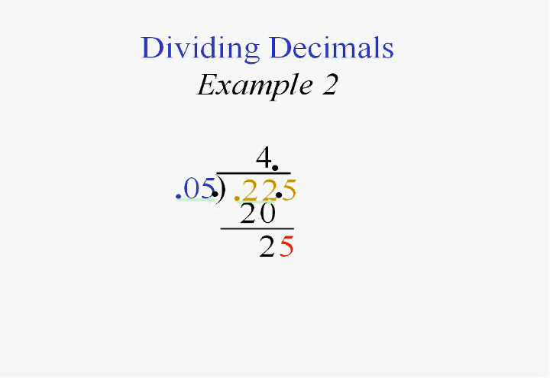5 into 25, make a new guess. Goes 5 times. I multiply. I subtract. And I bring down the next digit. But there isn't a next digit. Oh, no. So I've got an answer. The answer is 4 5/10.